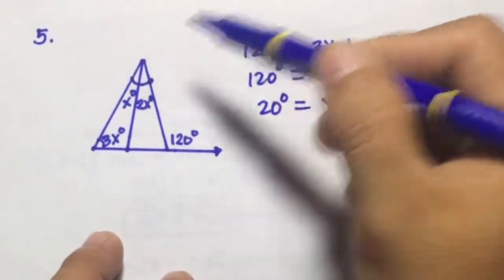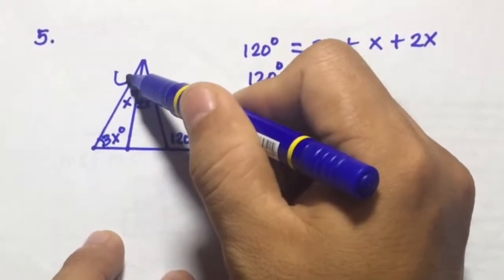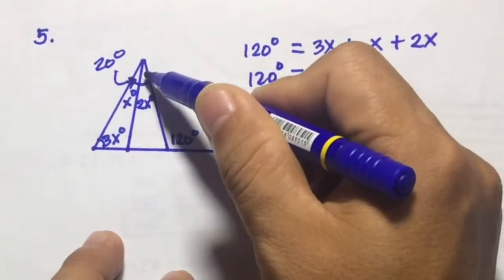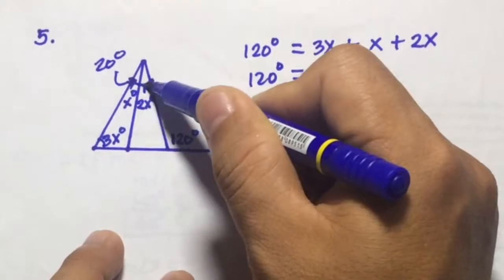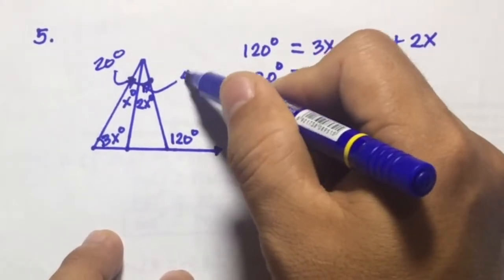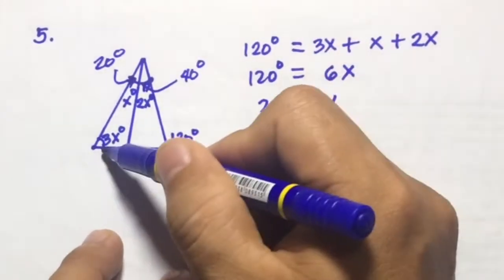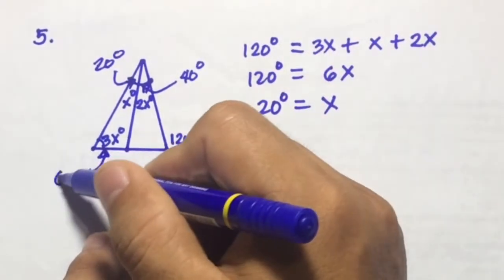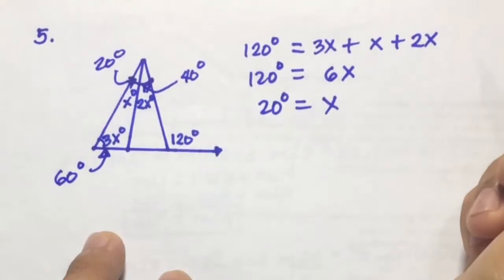So this angle here is equivalent to 20 degrees. Now this is 2x here, so 2 times 20 will be 40 degrees. And this is 3x here, so 3 times 20, that will be 60 degrees.